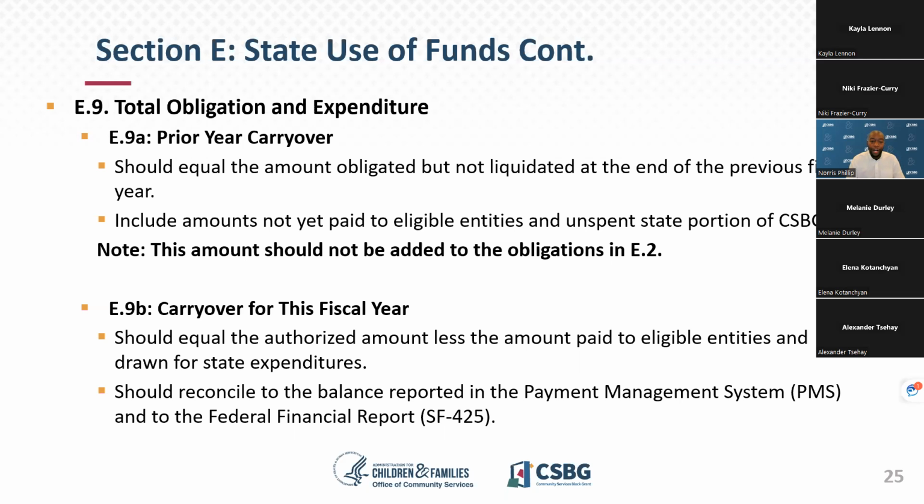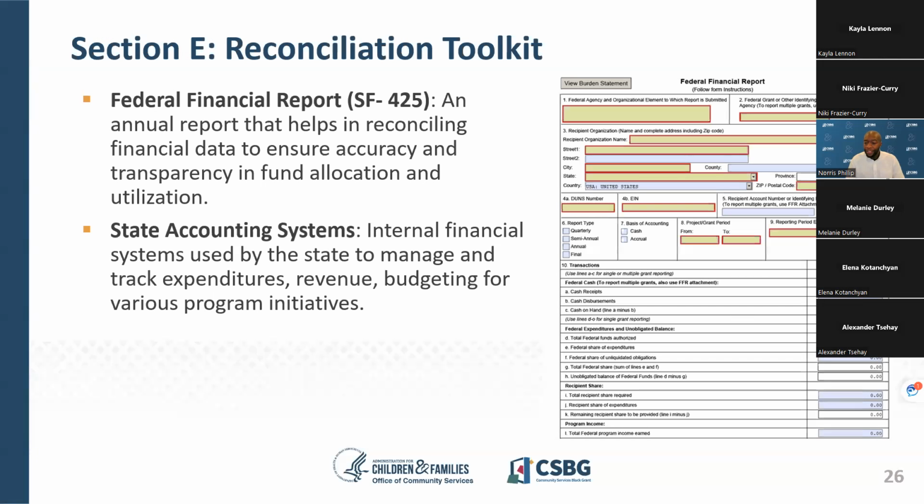Next slide. We're providing a reconciliation toolkit required to complete Section E. The Federal Financial Report, known as the SF-425, and the state accounting systems are the components of the reconciliation toolkit. The data generated by both the Federal Financial Report and the state accounting system should be cross-referenced with the CSBG annual reporting data. Using this reconciliation toolkit allows organizations to ensure accuracy and transparency in their financial reporting process. Using the toolkit makes it easier to identify and rectify any discrepancies or inaccuracies before submitting their CSBG annual report, resulting in more efficient fund allocation and utilization management.